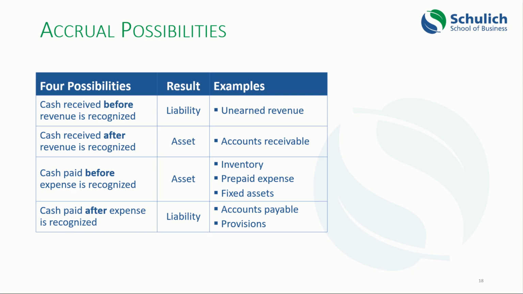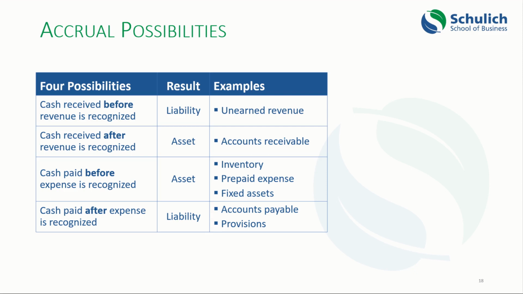If cash is paid before an expense is recognized, you have an asset. There are so many possibilities of this. Inventory, which you purchase as a current asset and which only moves to the income statement as cost of goods sold when it's actually sold. Prepaid expenses, which are not moved from the asset section to the income statement as an expense because there was some kind of a sale, but rather they're amortized over time. And fixed assets, which are paid for upfront and then depreciated over time.